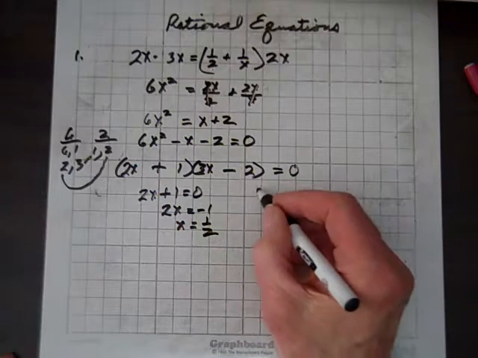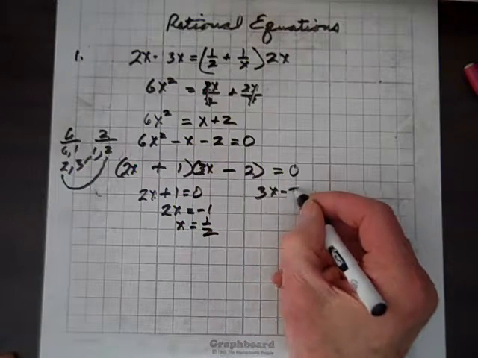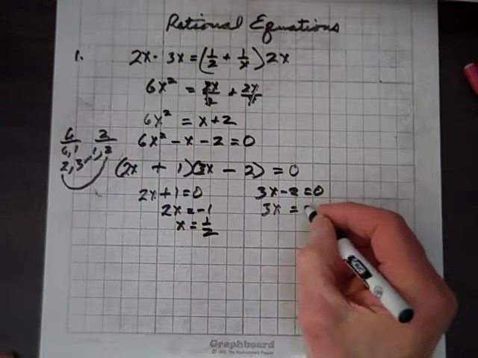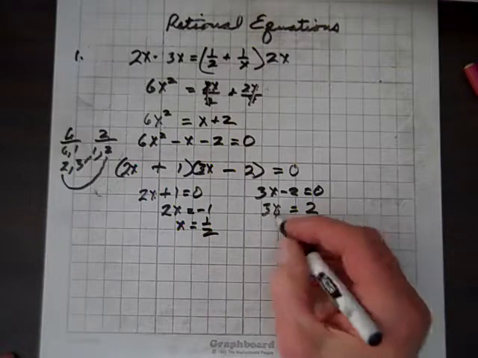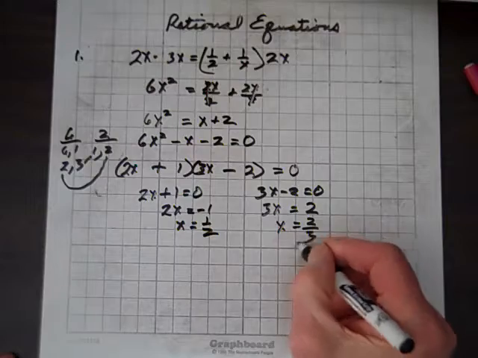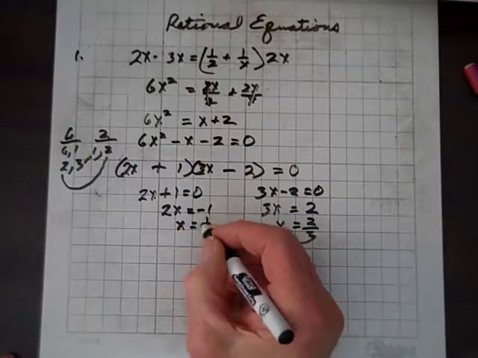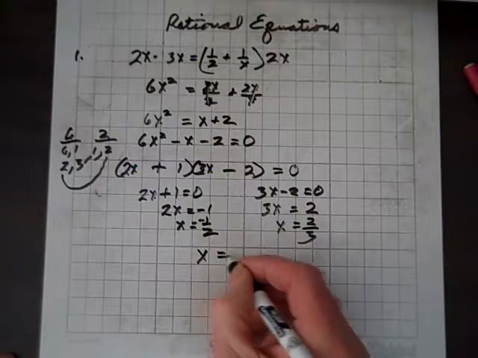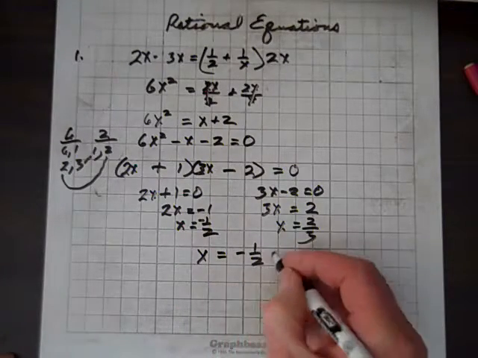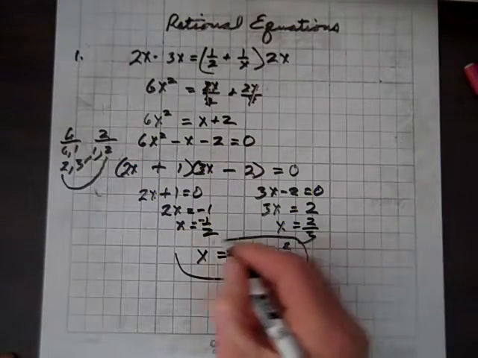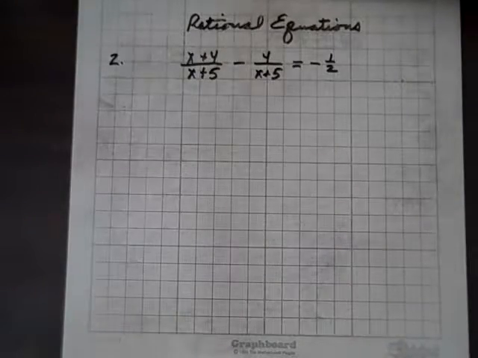For the other factor, we'll set 3x minus 2 equal to 0. So 3x equals, adding 2 to both sides, 2. Dividing through by 3, we get x equals 2/3. So our solutions are, and by the way, this should be a negative 1/2. So our solutions are negative 1/2 and 2/3, and we're done.